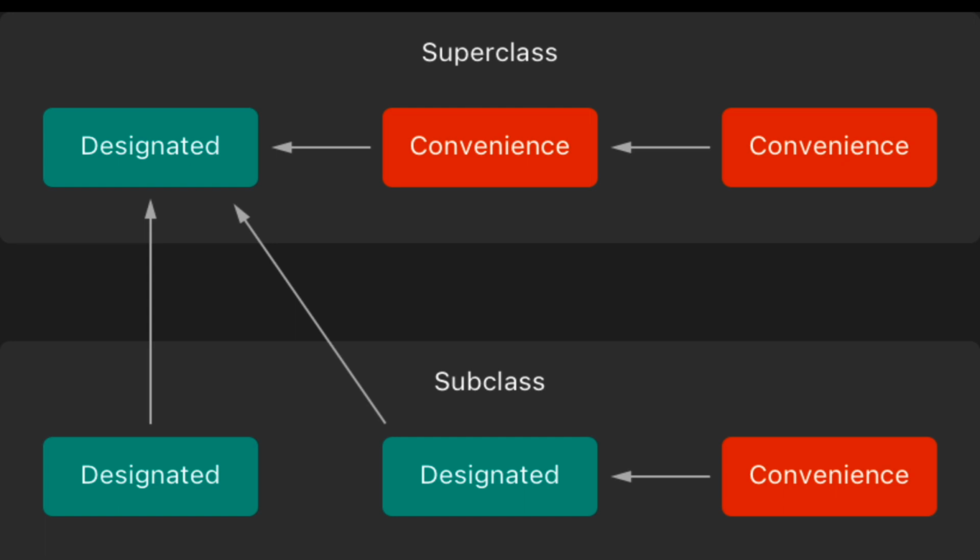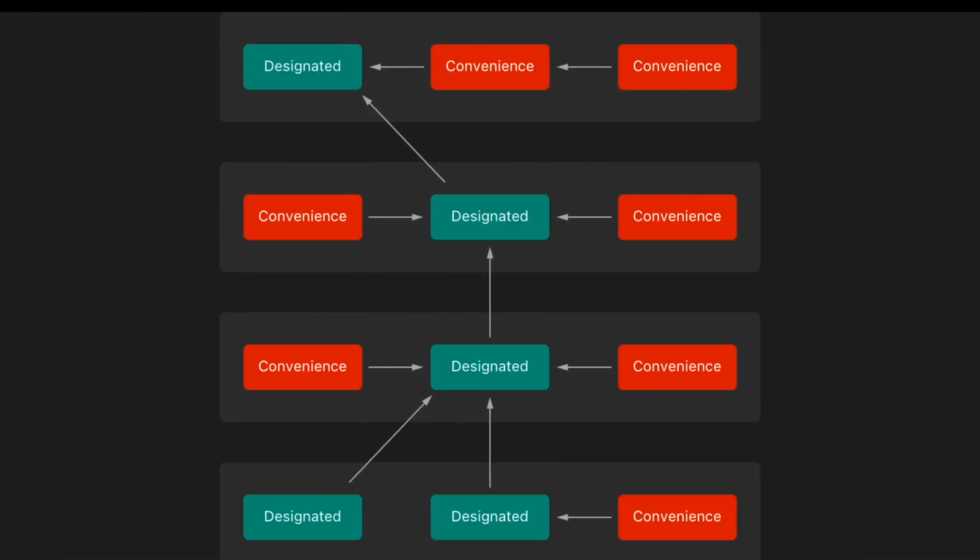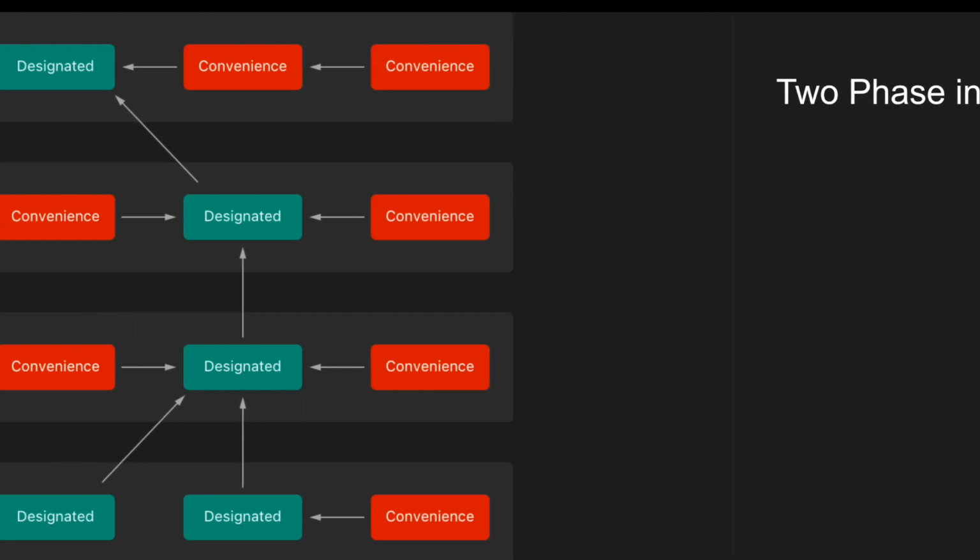So here you can see that in this picture there is a relationship of superclass and subclass. Each designated initializer calls the designated initializer of the superclass, and each convenience initializer either calls a designated initializer of the same class or a convenience initializer of the same class. Here it is a more detailed picture, and you can see that a designated initializer calls another designated, and a convenience initializer either calls another convenience or a designated initializer of the same class. And each designated initializer of the same class is independent, and both of these call the designated initializer of the superclass. So here are the 4 different cases of the relationship. So now I'm going to discuss the 2 phases of the initialization process for a single instance of a class.